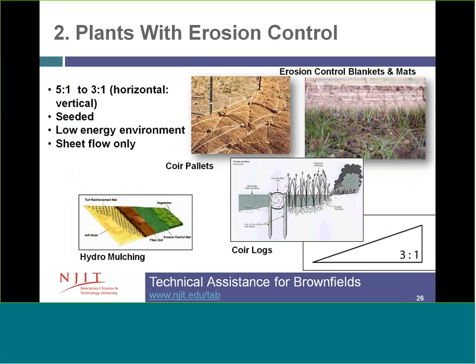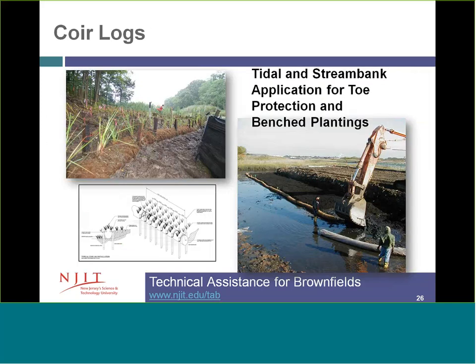The second condition is when you're encountering a steeper slope situation or a slightly higher energy environment where you might not be in a protected cove, but let's say along a riverine area or a flat beach area that's more exposed. In these cases, vegetation alone won't be the easiest thing to establish. You usually need to incorporate some form of erosion control practice with that, and that might include erosion control mattresses, coir pallets, or coir logs to provide that toe protection that we talked about earlier.